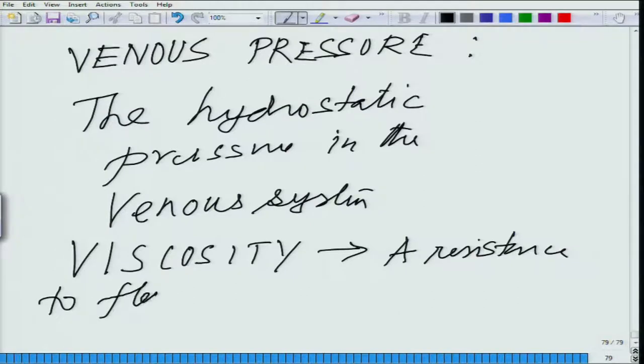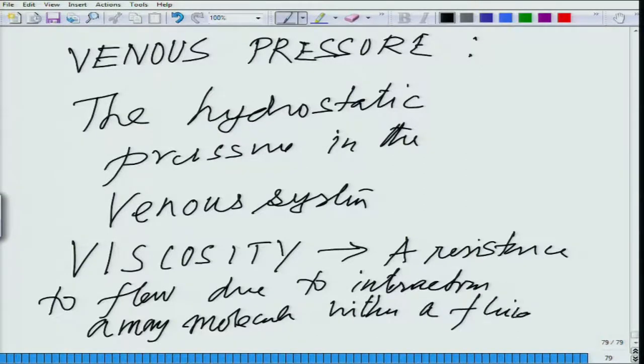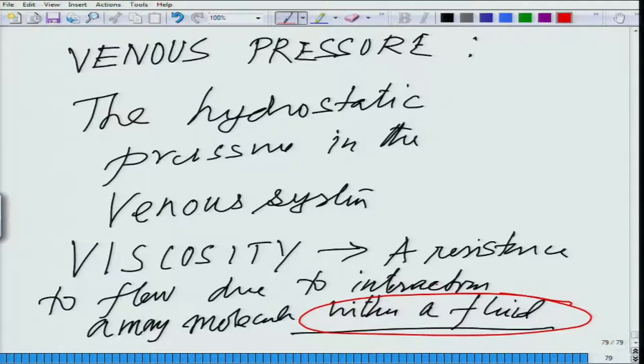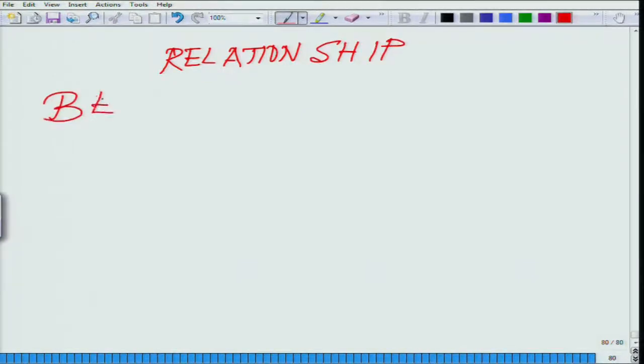to flow due to interaction among molecules within a fluid. This is very important. This is the key point. This is the resistance created because of the interaction between the molecules within the fluid. Now, if we have to draw the relationship among these terms, let's put all the relationships between the terms which I have just written.